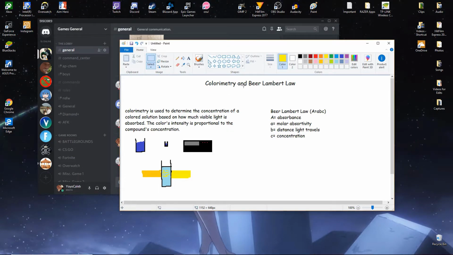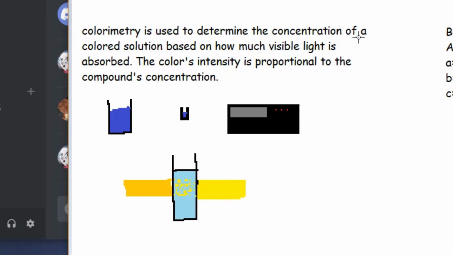Last topic is colorimetry and the Beer-Lambert law. Colorimetry is used to determine the concentration of a colored solution based on how much visible light is absorbed. The color's intensity is proportional to the compound's concentration. So here you would have your colored solution, you'd put that into a cuvette, and then you'd put it into the colorimeter, and then it would basically shine a light through the colored solution and then see how much of it is absorbed.